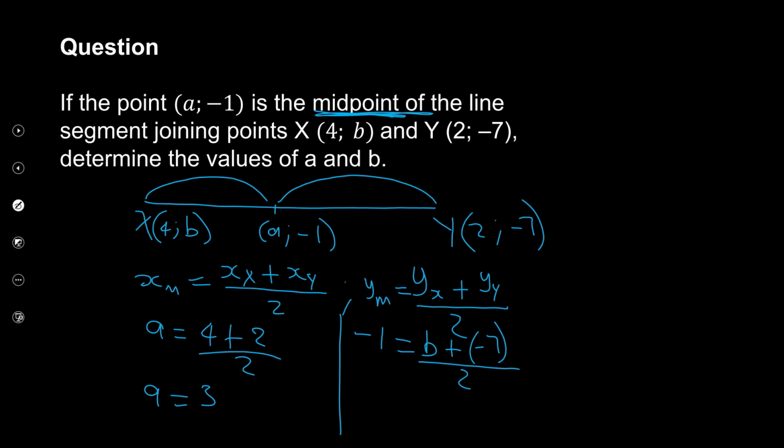Anyways, then it will be 2 multiplied by negative 1, which will be negative 2, equal to b minus 7. Then b will be equal to positive 5. And that's how you can solve that particular question. So that's how you find the values of a and b.